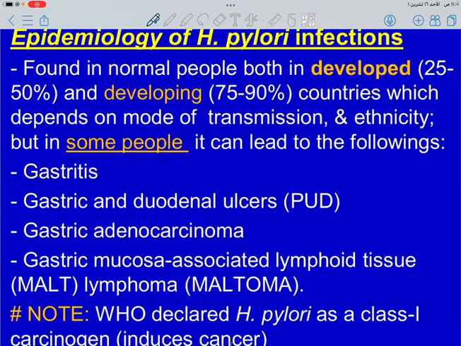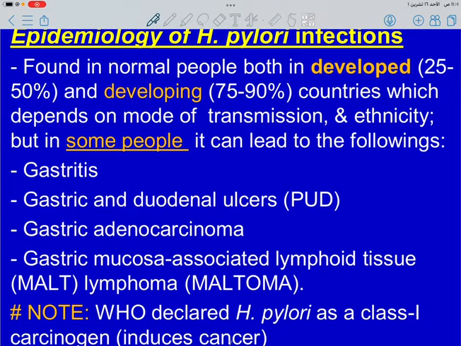Epidemiology of H. pylori. H. pylori can exist in about 25 to 50% in the developed countries; ordinary people carry this microorganism, almost half the population. In developing countries, in our region in the Middle East, it may reach up to 75 to 90% and more, 95%. You can say 99. If I take all of you and make a statistic, at least 95% of you carry this microorganism in the stomach.